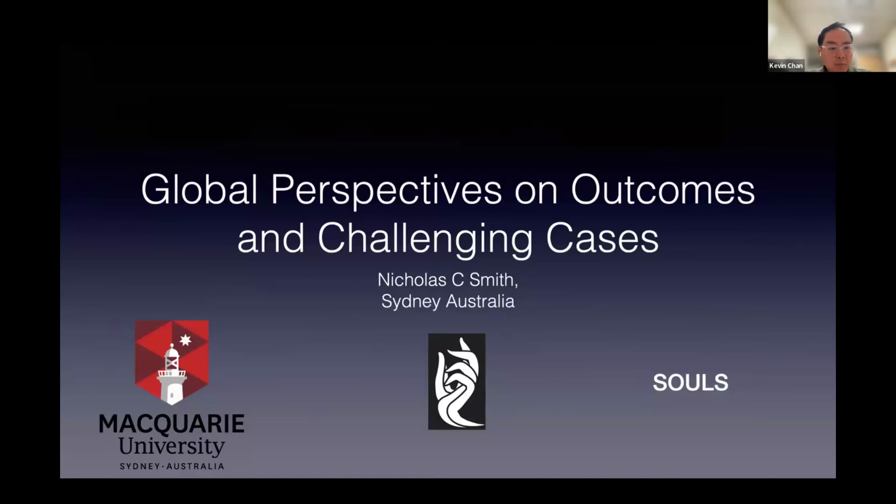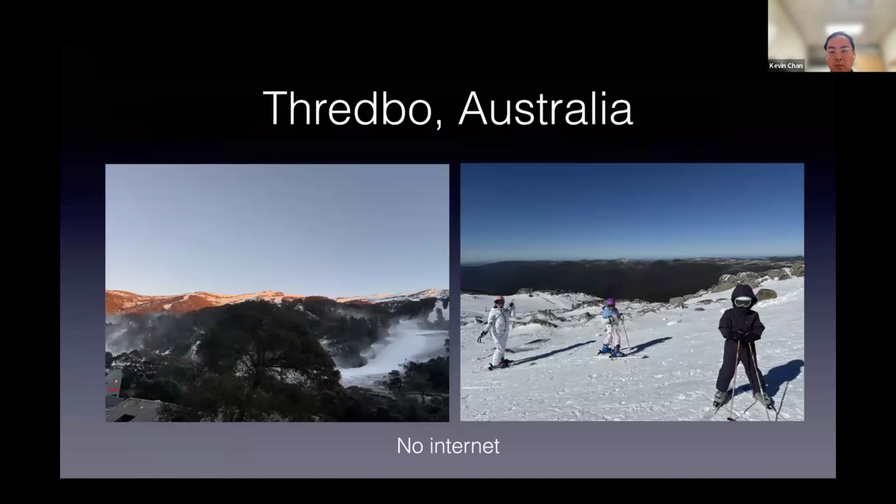Hi everybody, it's Nick Smith here from Sydney, Australia. I'm talking to you about global perspectives on outcomes and challenging cases with finger fractures and thumb fractures. Sorry I can't be present in person. I'm actually away with my family skiing. Who knew you could ski in Australia, but you can. But unfortunately the internet is pretty poor in the mountains.